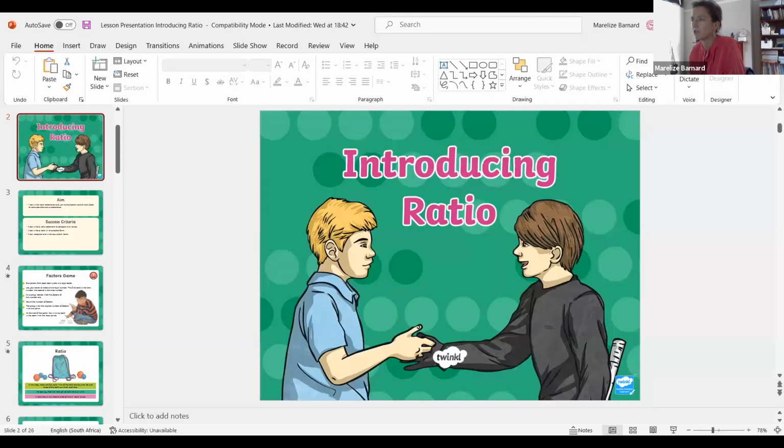Introduction to ratio. Okay, so before we start this, I just want to see by way of a thumbs up in the chat, who has done ratio at school, either last year or this year? Just put a thumbs up. If you've done it, put a thumbs down if you haven't done it.